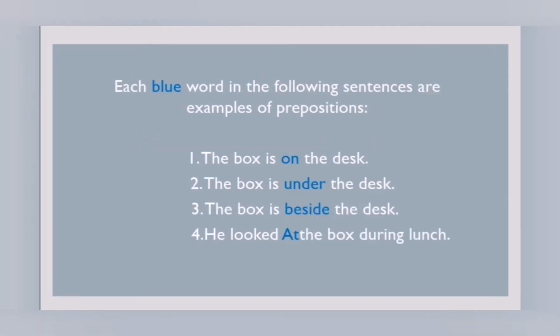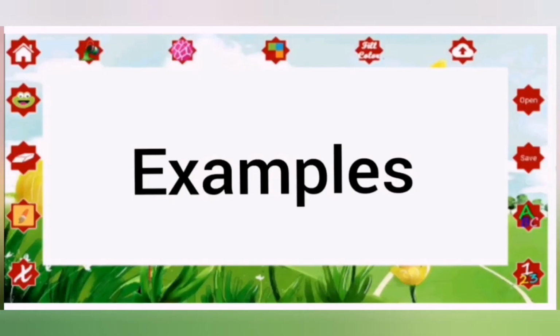Each blue word in the following sentences is an example of a preposition. The box is on the desk. The box is under the desk. The box is beside the desk. He looked at the box during lunch. All these blue words are examples of prepositions. Let's come to some more examples.